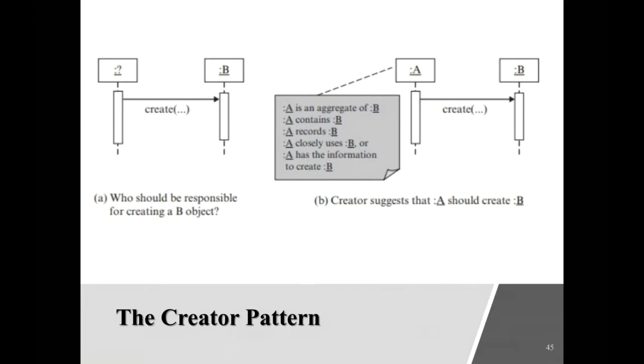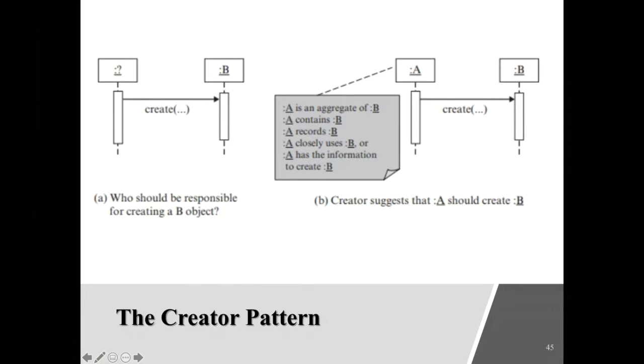So what you should do, see these examples. On the left hand side, in this picture A, we want to create an object B, and who will create it? This is the question. What will be the class that will be creating or instantiating the objects of class B? On the right hand side, this picture gives you the answer to this question.